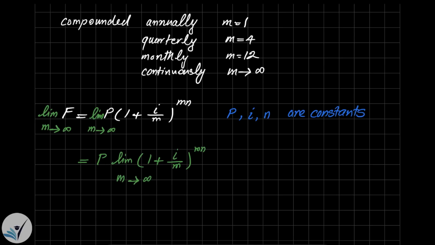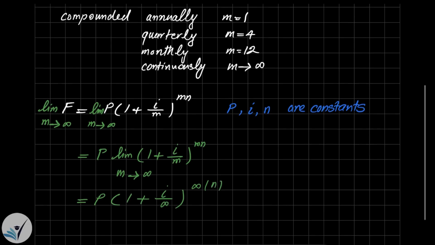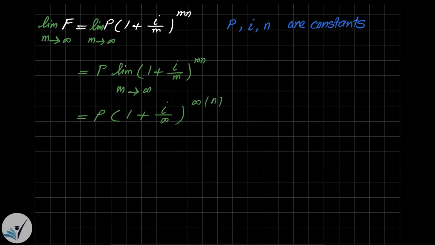So we have P times the limit of (1 plus I over M) to the M times N when M approaches infinity. If we replace M with infinity, we would have P times (1 plus I over infinity) to the infinity times N. I over infinity approaches 0, and infinity times N approaches infinity. As a result, we have P times 1 to the infinity, and this is an indeterminate power. So in this case, we use L'Hopital's rule to calculate this limit.